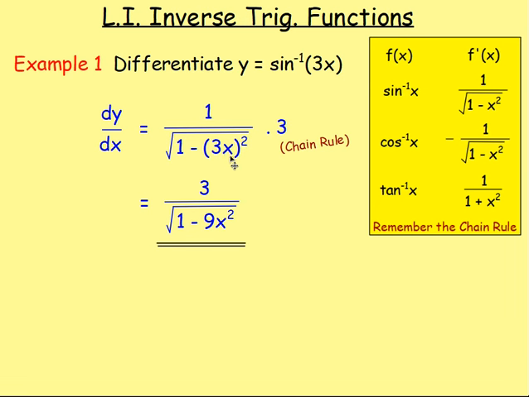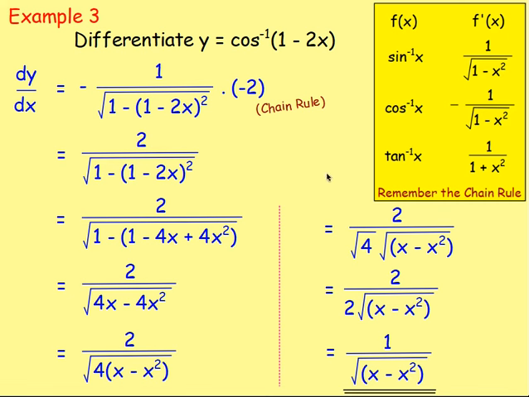However, you need to multiply by the derivative of what is in the brackets. If you differentiate 3x, you get 3. So you'd multiply by 3. Perfect, which is why you get down to this answer. And obviously, if you've got 3x in brackets squared, you would just square that to get 9x squared. There are quite a few examples on this.